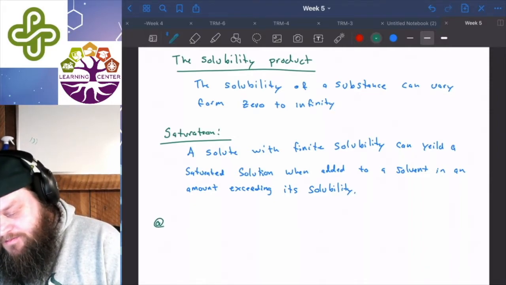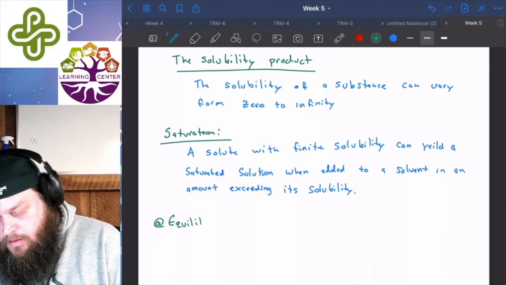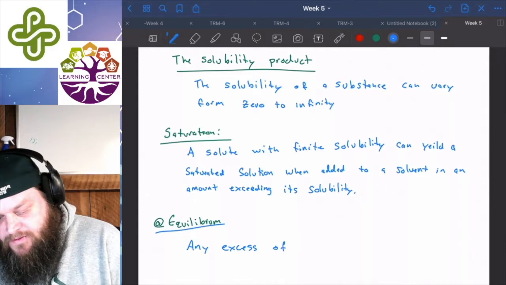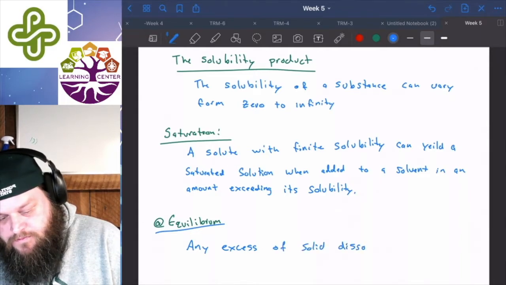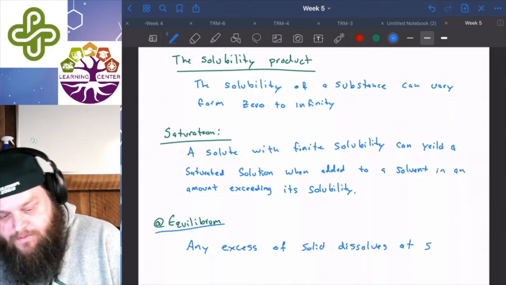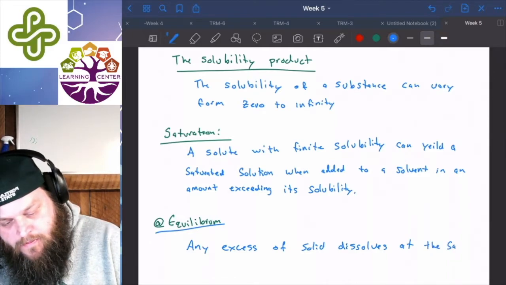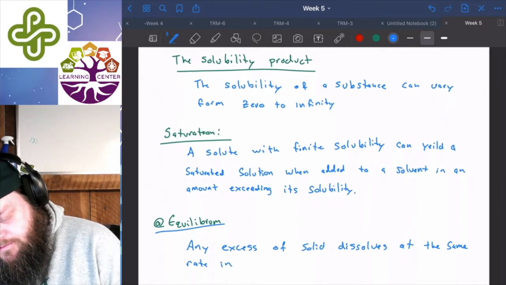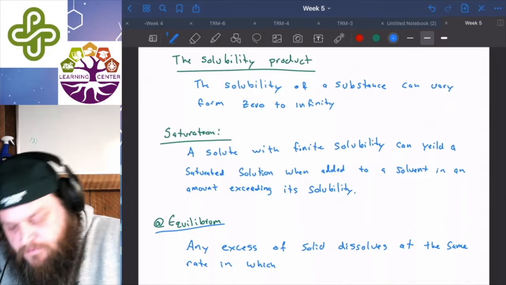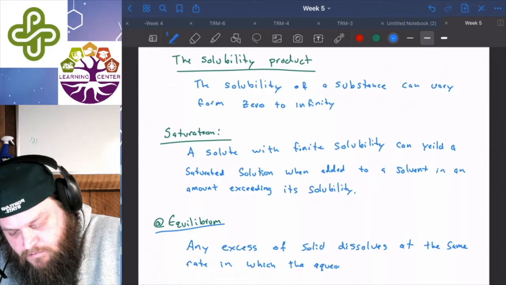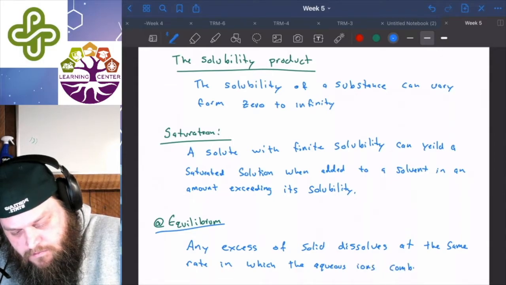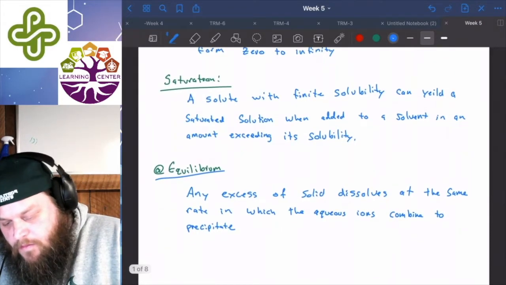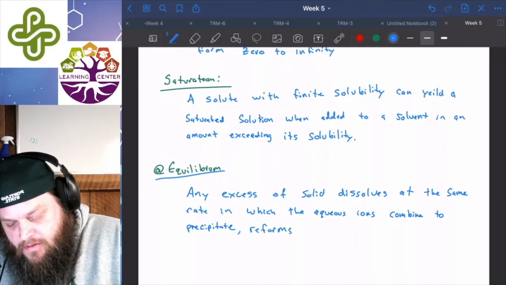So at the equilibrium, any excess solid dissolves at the same rate at which the aqueous ions combine to precipitate, and that precipitation basically reforms the solid.